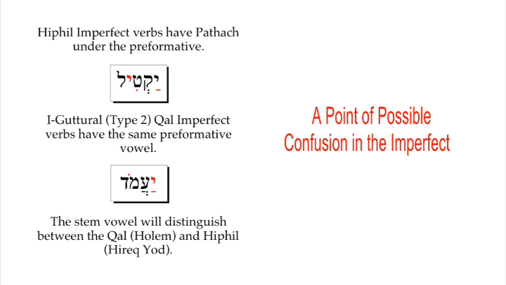Well, how do you distinguish between the two verbs when you see one? Very easy. Look at the stem vowel. In the Hiphil, it's hireq yod. In the imperfect, for the one guttural, it's going to be holem. So what you have to do is you begin with the fact that there's a pathach under the preformative vowel, and now you've got to say, oh, is that a one guttural verb? If it is a one guttural verb, then you move to the stem vowel. If it's an O class stem vowel, it's Qal. If it's an I or E class stem vowel, it's Hiphil. It's that easy.